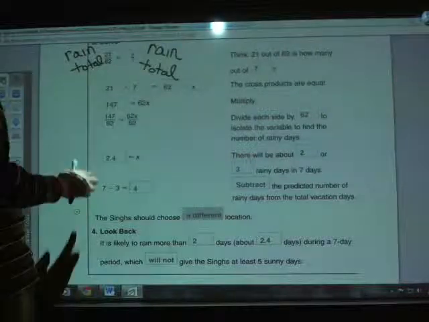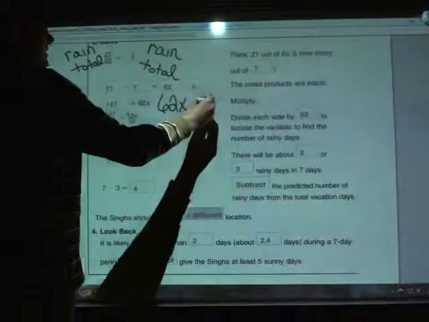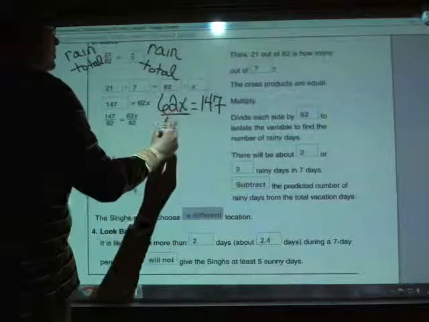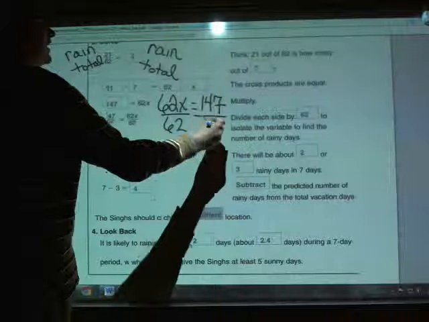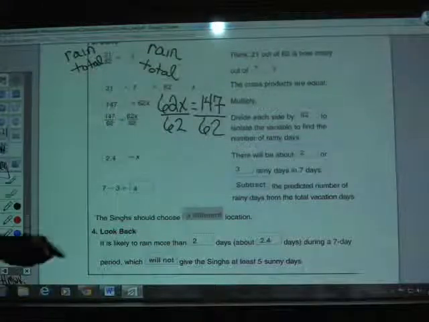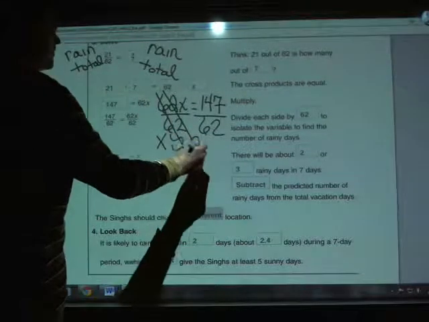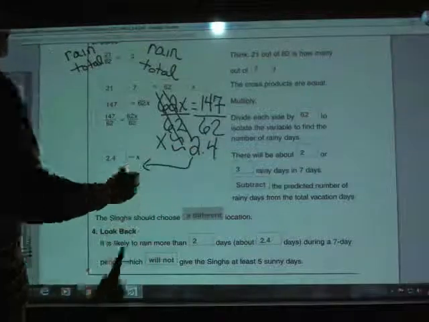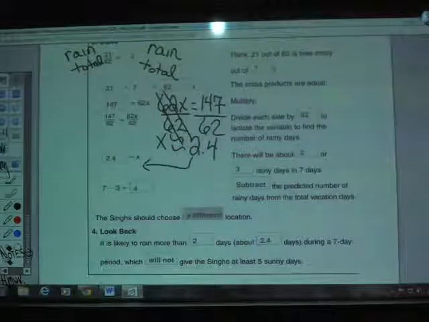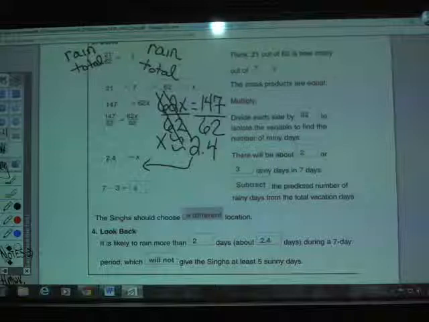This is a multiplication equation, so you're going to solve that by dividing. When I divide both sides by 62, remember we're getting the variable by itself on the left side, and as you can see I flipped it around there to make it look like what you've become accustomed to in the last year. When I solve this out by dividing, I get x is approximately 2.4. So that means there's going to be about 2.4 rainy days on their 7-day vacation mathematically. So it's going to rain for 2 full days and then about half of another day.